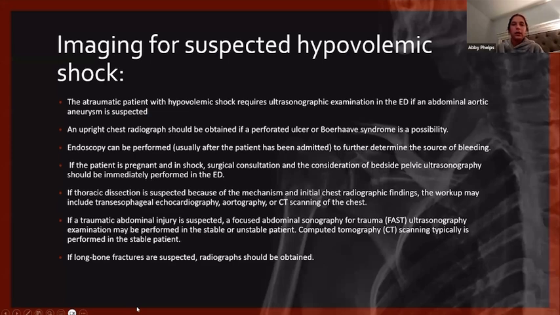All right, so imaging for suspected hypovolemic shock. A traumatic patient with hypovolemic shock usually requires ultrasound examination in the emergency department if an abdominal aortic aneurysm, or an AAA, is suspected. An upright chest radiograph should be obtained if a perforated ulcer or syndrome is a possibility.